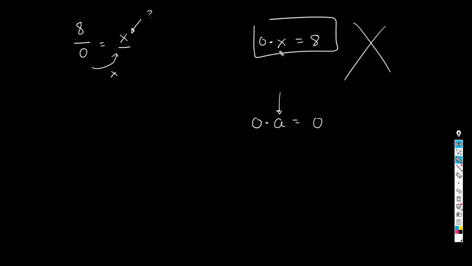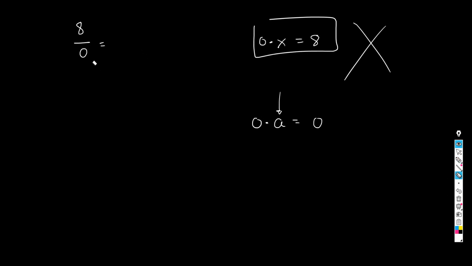It's impossible to find a number x such that 0 times x is going to be equal to 8 or to 2 or to 3 or whatever number I put in here. It doesn't make any difference. 0 times whatever is going to be 0. Okay, so that's why we cannot solve this problem.